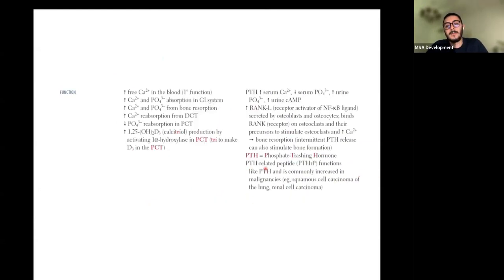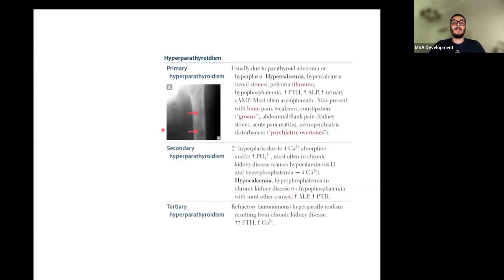Here he is saying that this is a page from First Aid. Look at what's written here. PTH related peptide functions like PTH. Okay, where is PTH related peptide secreted from? Malignancies, from squamous cell carcinoma of the lung or renal cell carcinoma. That's it. Okay, let's start talking about deficiencies and syndromes and disorders, basically.